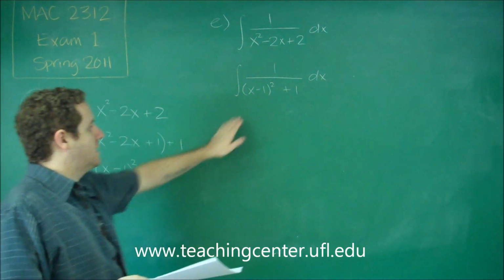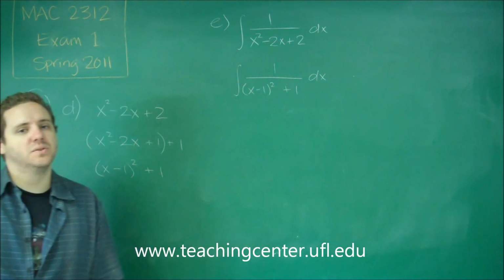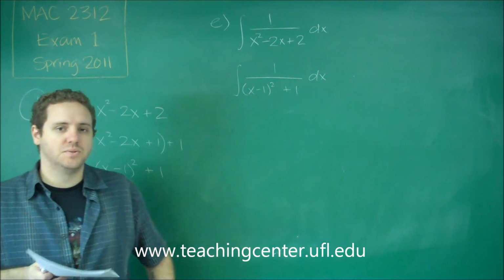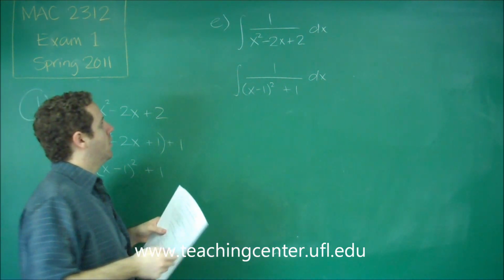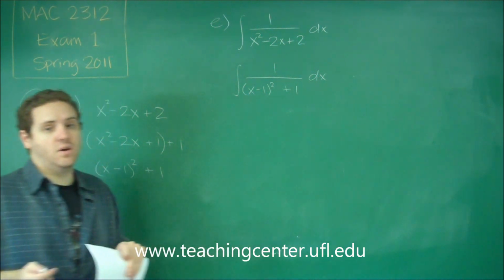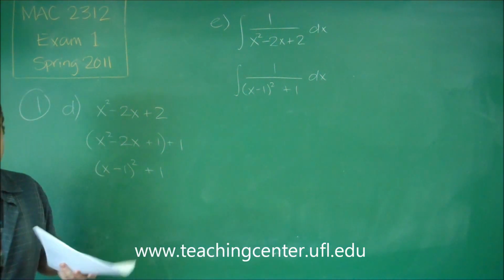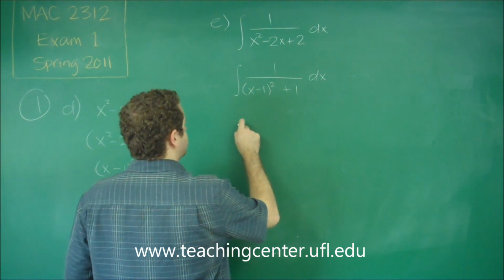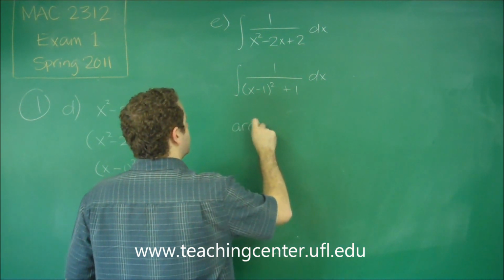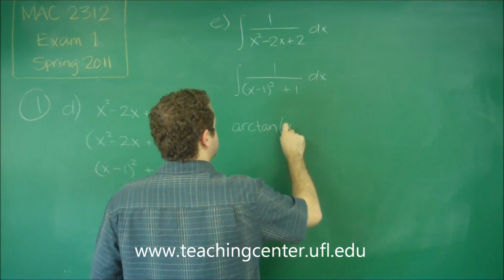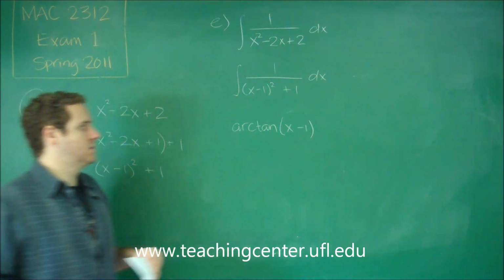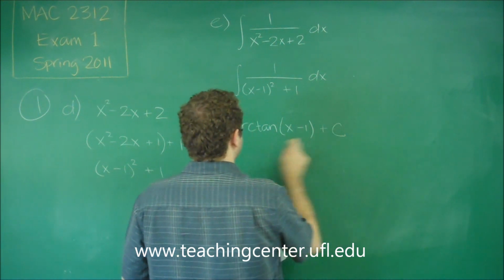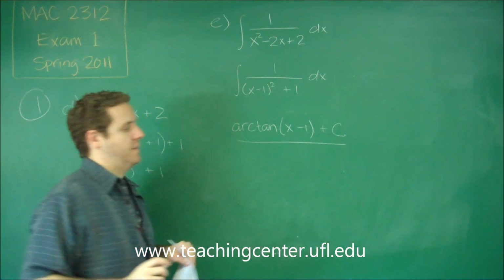Because x and x minus 1 have the same derivative, we don't really have to do any substitution here because our integral is not going to change. But remember that 1 over x squared plus 1 is the arctangent form. We just have x minus 1 instead of x. So our antiderivative here is going to be arctan of x minus 1, because that's what's in there instead of x, plus c, and that's our definite integral.